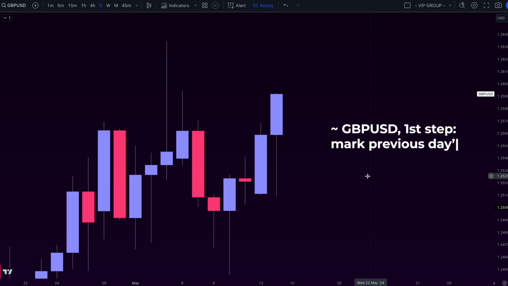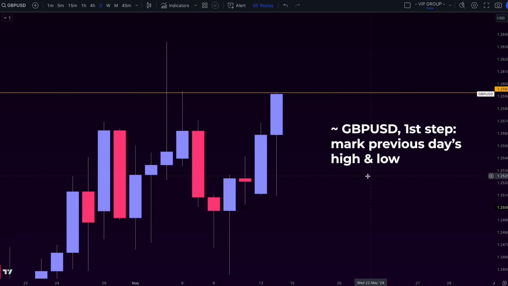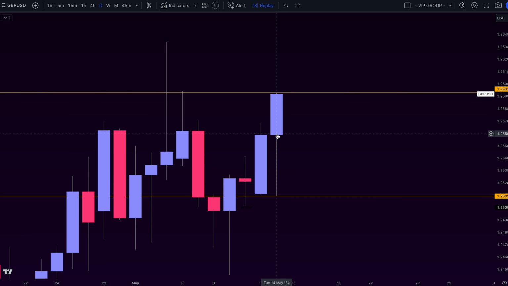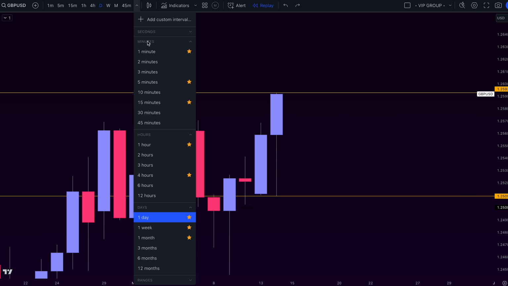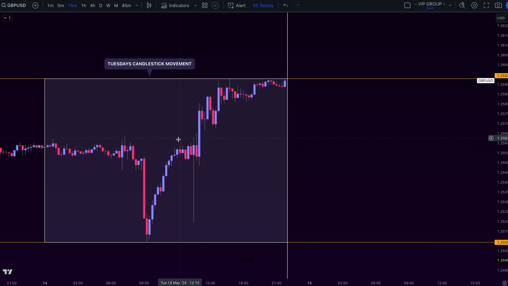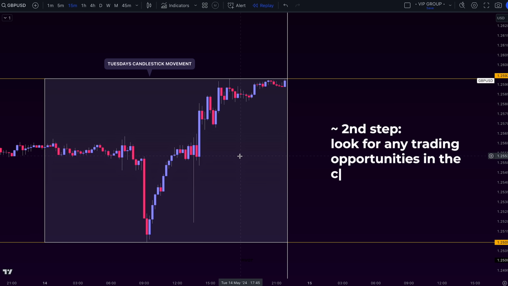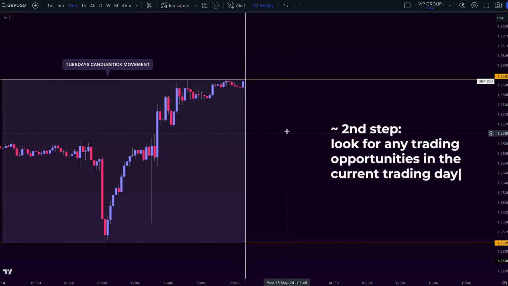So this is GBP USD on the daily chart, and the first thing we want to do is of course mark the previous day's high and the previous day's low, and this is Tuesday's candlestick closure. Once we have both these levels marked out, we want to go to the time frame we want to trade in, and we are going to use the 15-minute chart. In this example, we can see that this whole range represents Tuesday's price action movement. Now we want to look for any trading opportunities in our current trading day, which would obviously be Wednesday.